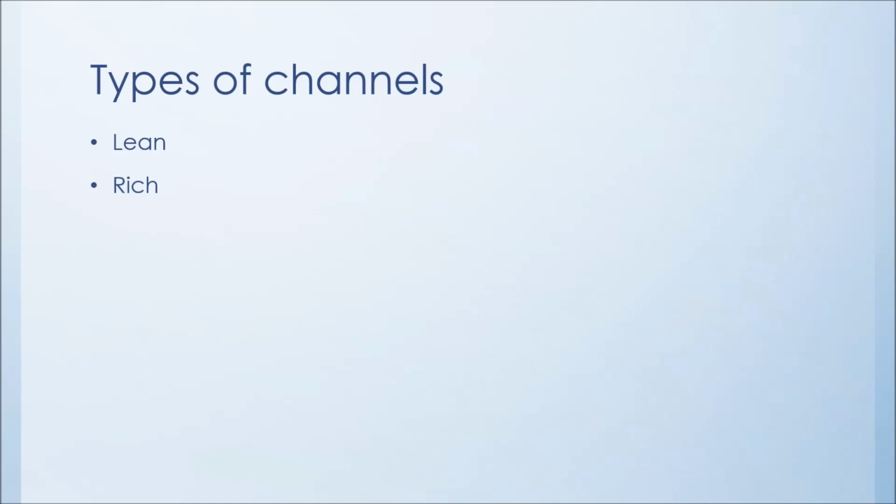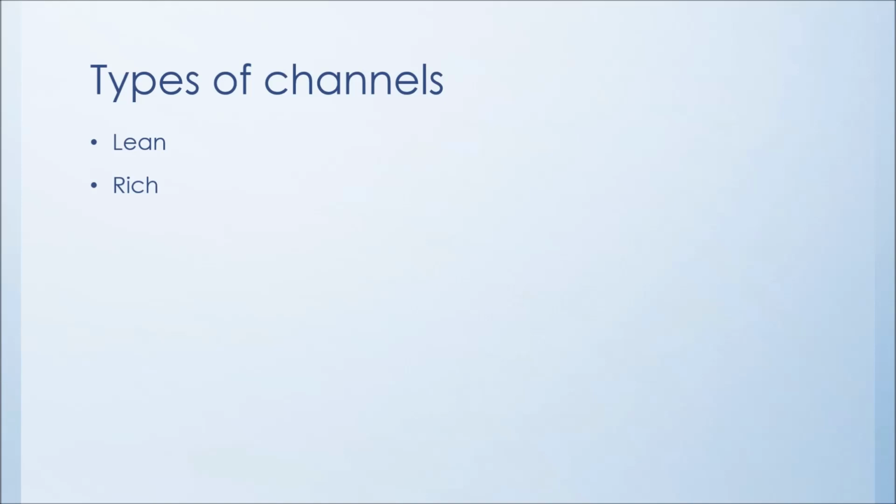The choice of channel in and of itself sends a message to your conversational partner. If I choose a lean channel to send you a very personal message, for example, someone passed away or I'm breaking up with you, that might lead you to think that I don't care very much about you, or I'm not very concerned about your feelings. I'm kind of doing a hit and run if I'm delivering an emotional message that way.